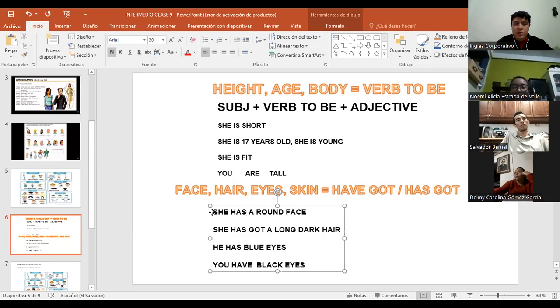So guys, let's see. What is the rule for this one? Let's have it here. We have subject plus has got or have got, okay? Or just has, plus the adjective, okay? Adjective. So she has got long dark blonde hair, you see? Or she has got blue eyes, like this one. And we have as well the noun, right? The noun means, ya sea la cara, pelo, los ojos o la skin, okay?